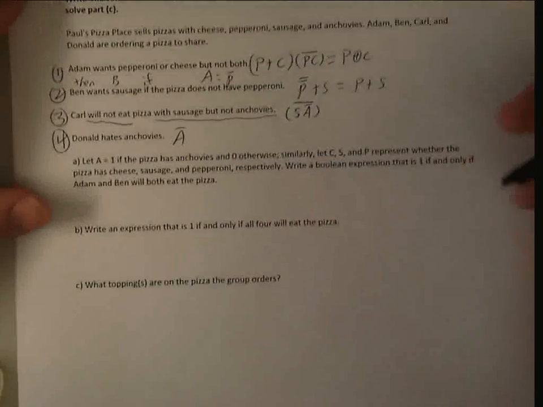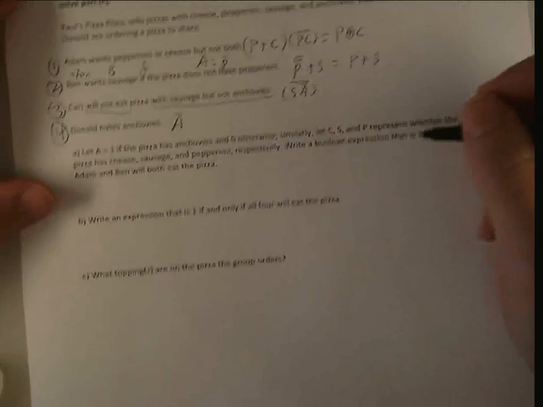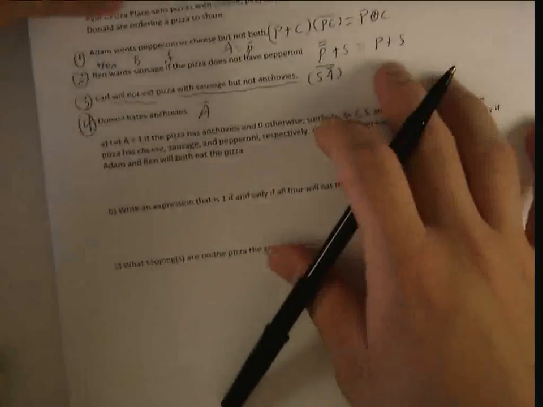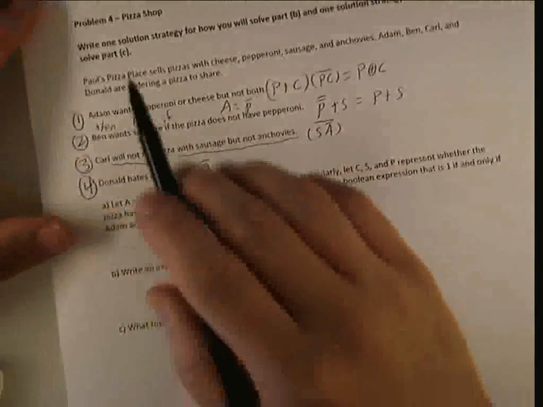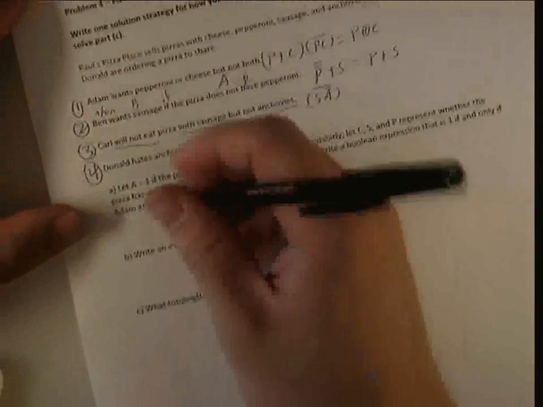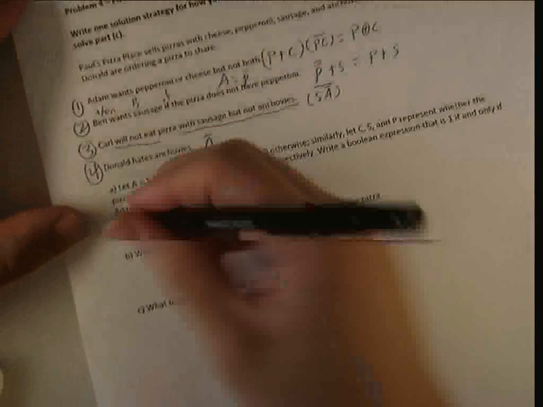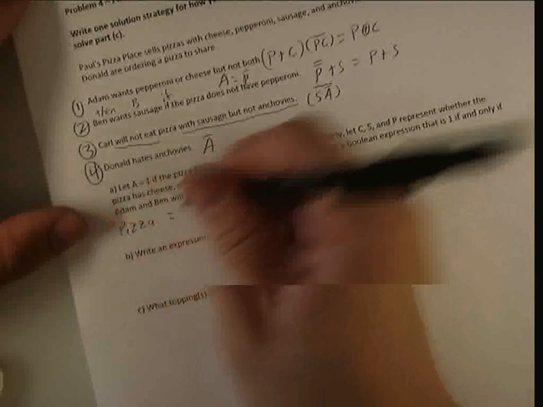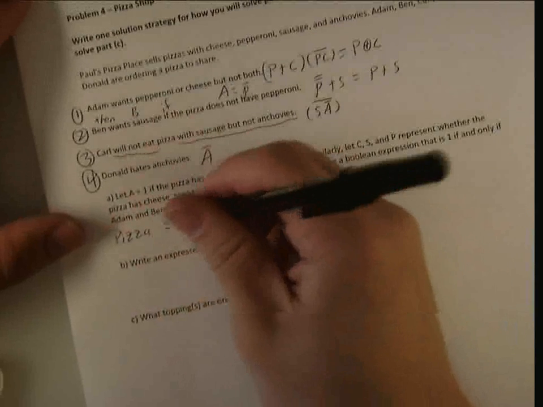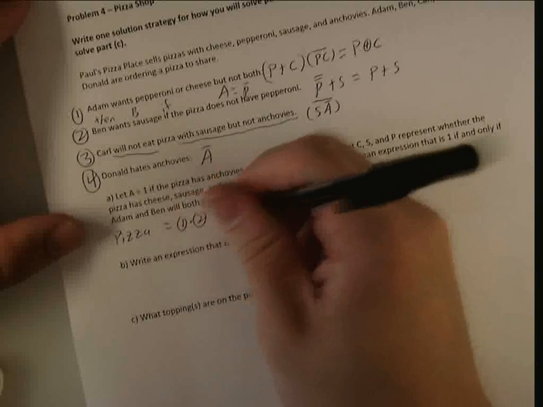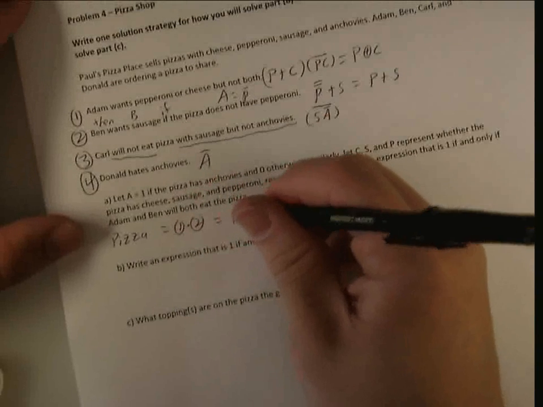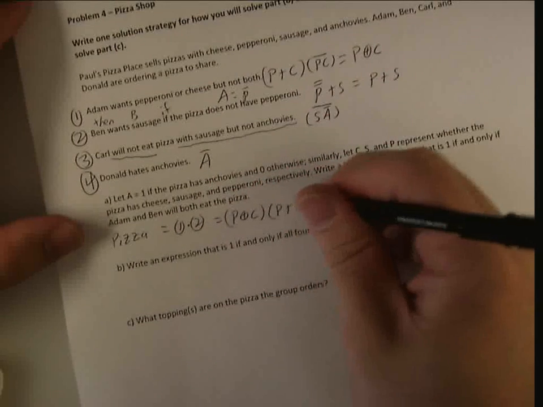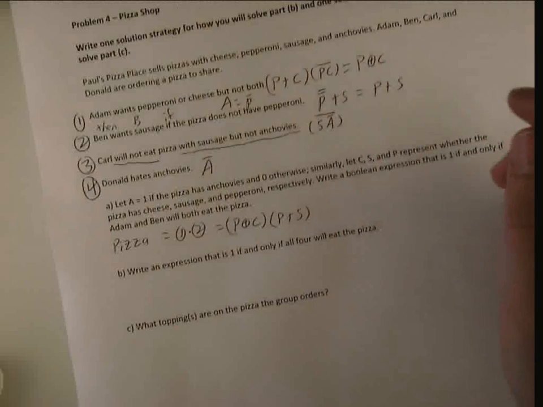So I kind of guessed this already. So write a Boolean expression that is 1 if and only if Adam and Ben will both eat the pizza. So Adam and Ben are just expressions 1 and 2, so we're going to AND. So pizza is going to equal 1 ANDed with 2, which is going to be P XOR C ANDed with P or S. And we do not need to simplify.